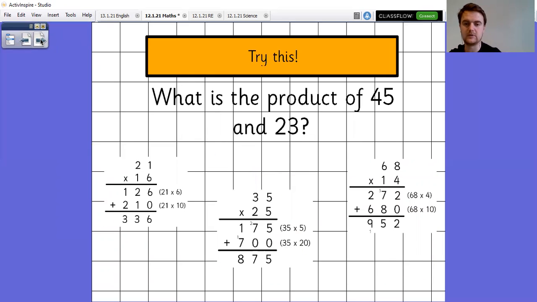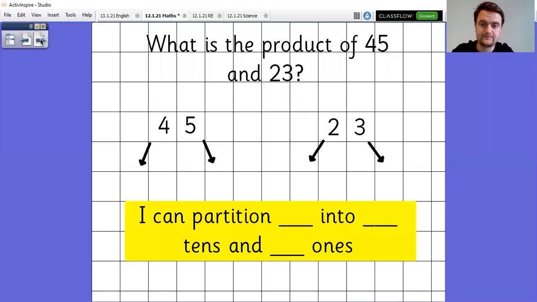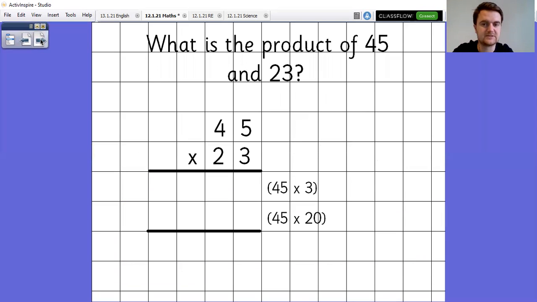So let's try another one using that method. Have a go yourself and then look to see if you followed along with what we managed to do there. So pause it, have a go at that using the column method, and then we'll go through it, and then I'll lead you on to your questions.